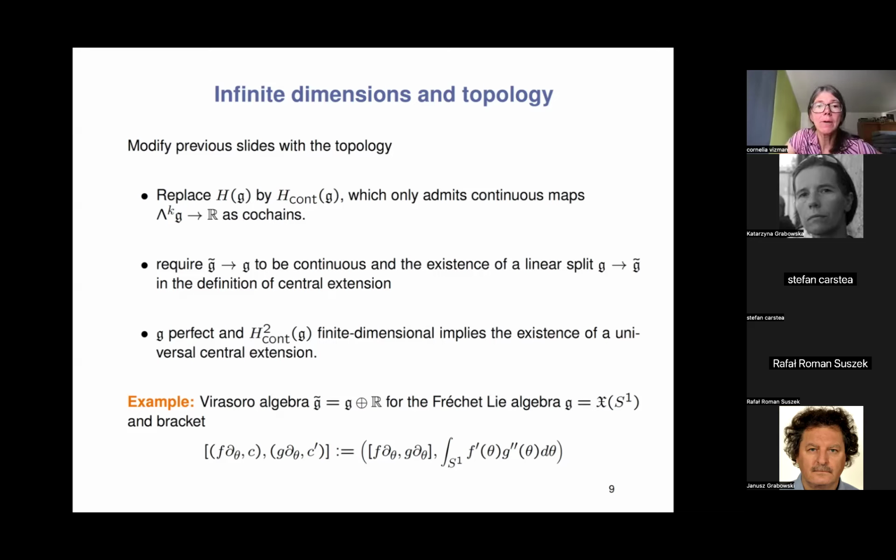And then also the projection should be continuous, and we require also the existence of a linear split in the definition of the central extension. It's that split that enables us to associate two cocycles, the Lie algebra two cocycles, to extensions. And this is something that we will use: if G is perfect and H2 finite dimensional, then the universal central extension exists.